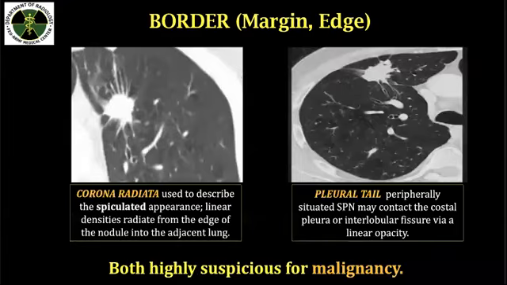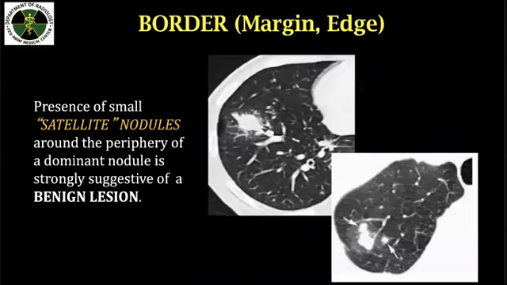Other margins or edges could be your corona radiata and your pleural tail. The corona radiata is used to describe the spiculated appearance, which is defined as linear densities radiating from the edge of the nodule into your adjacent lung. Pag mga pleural tail naman, it's a solitary pulmonary nodule that has contact with the costal pleura or interlobar fissures via linear opacities. If we look at these two, they are both highly suspicious for malignancy. In a nodule, if there's a presence of small satellite nodules seen around the periphery of your dominant nodule, remember that is strongly suggestive of a benign lesion.